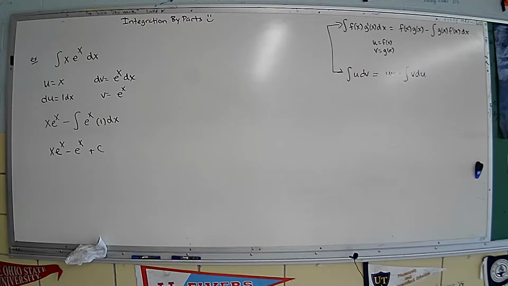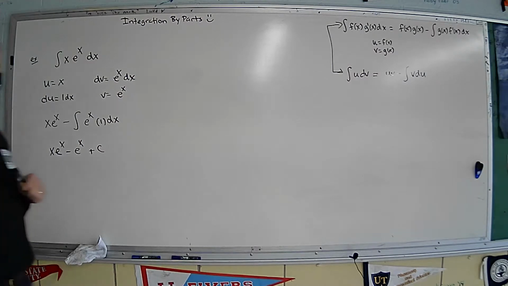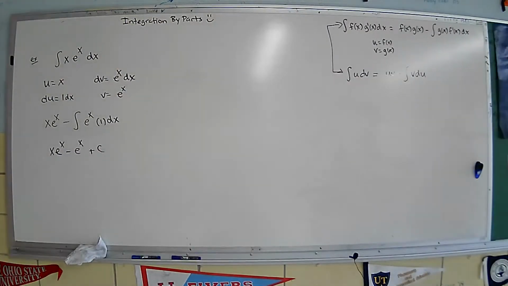Yeah, we're done. If you think about it, with integration by parts, you have to find at minimum how many antiderivatives? At minimum, you have to find 2 antiderivatives. You have to antidifferentiate twice. Notice I said at minimum, which implies you might have to do it more. When would that happen?